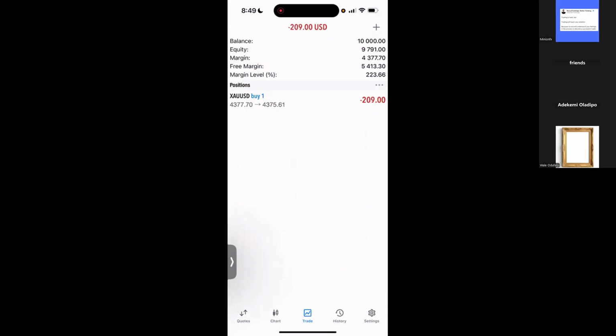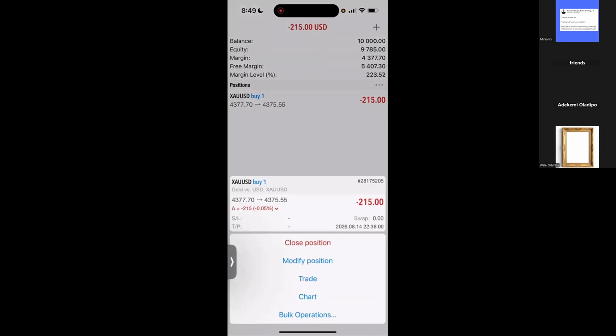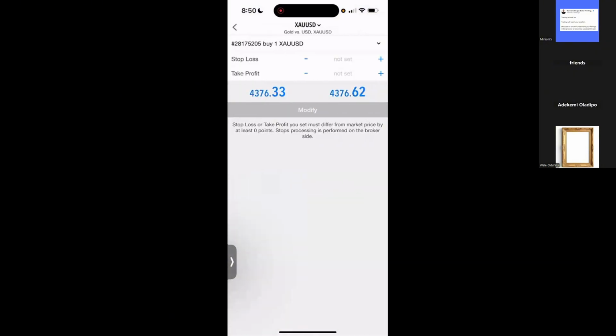You know, right? So tap on the trade that is running. If you are using an Android, you might likely want to swipe right. If you tap on it, you see close position, modify position. You always click on modify position if you want to set your stop loss and take profit. So this is where you set your stop loss and take profit. Let's say I didn't give you a take profit, but I gave you a stop loss. The stop loss there was 4351. Put in 4351.